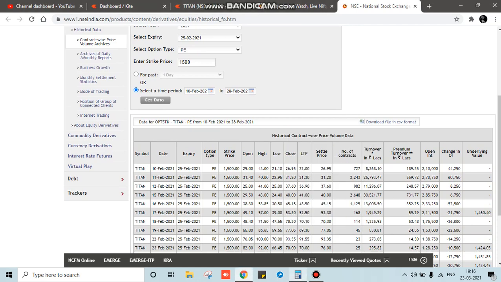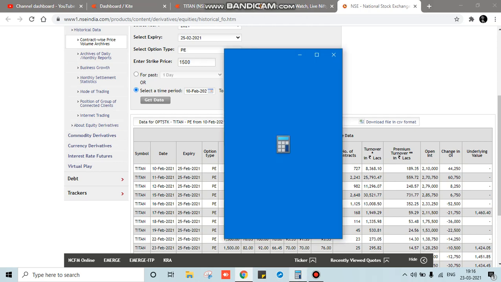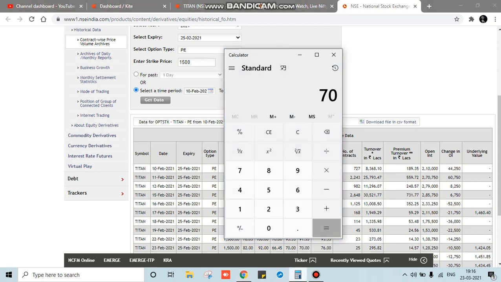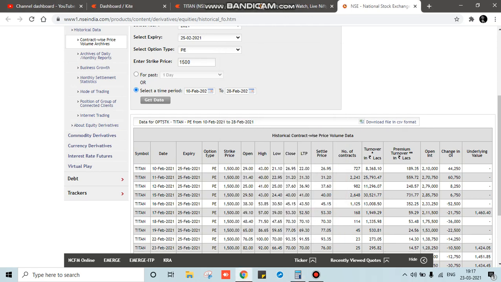70 points is nothing but 70 into 750 with one lot of put option of 1500 Titan put option. We have taken 52K as profit. So this is great money, right?